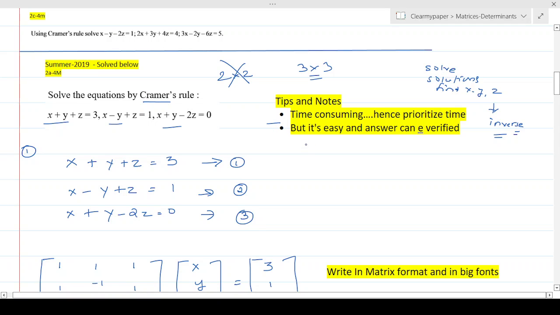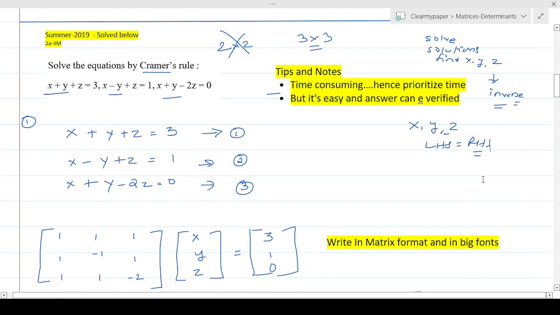They are kind of mistake prone, so be careful while solving it, but the steps are very easy. And the great thing is the answers can be easily verified, right? So you don't have to really worry about that. You can put the answers of x, y, and z back into one of these equations and verify whether the left hand side is matching the right hand side, which we will do in this video. So let's jump straight into the solution part of it.